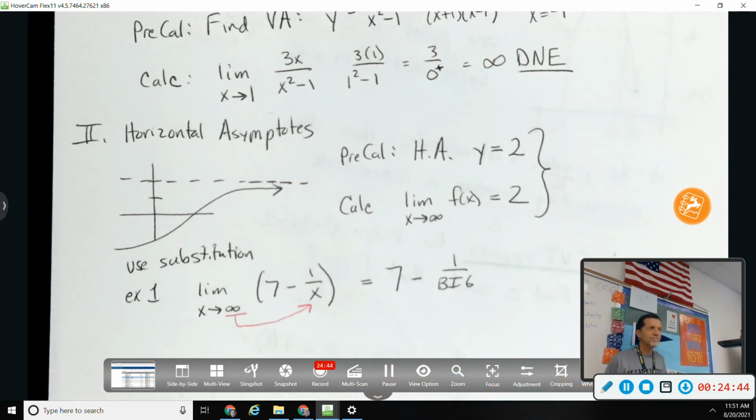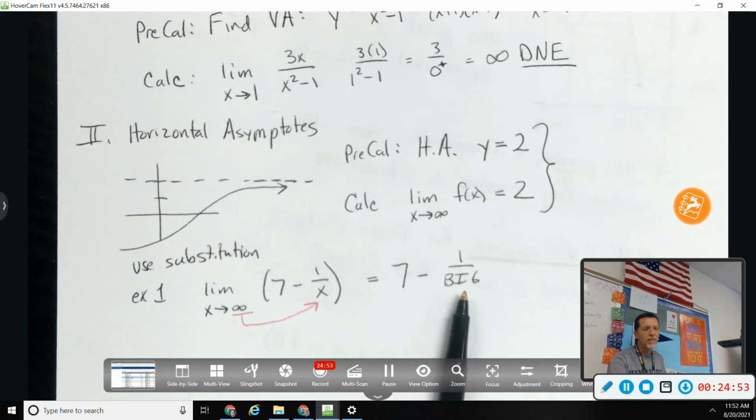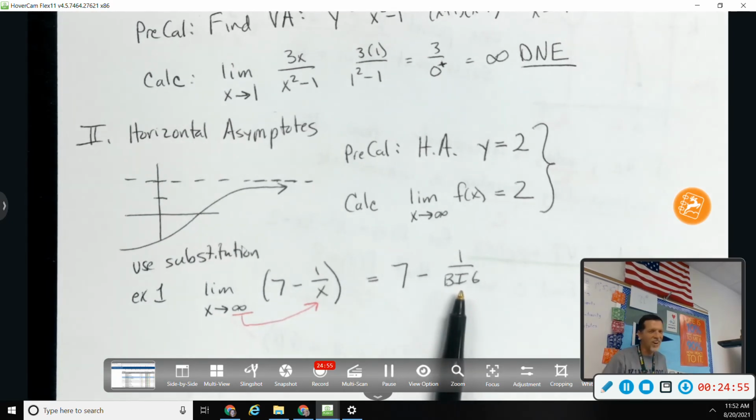7 minus 1 divided by a really big number. Some people get stuck here because they can't willingly make themselves write big. That's right, because they're like 1 divided by big. What is going on here?